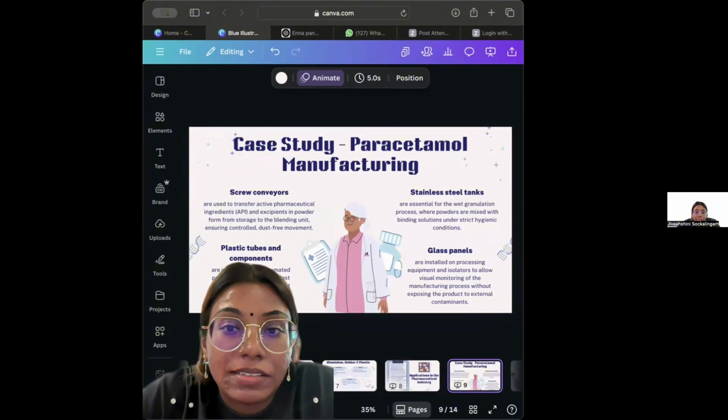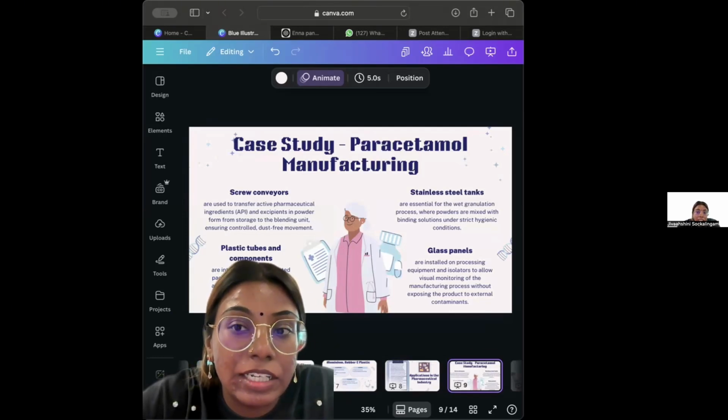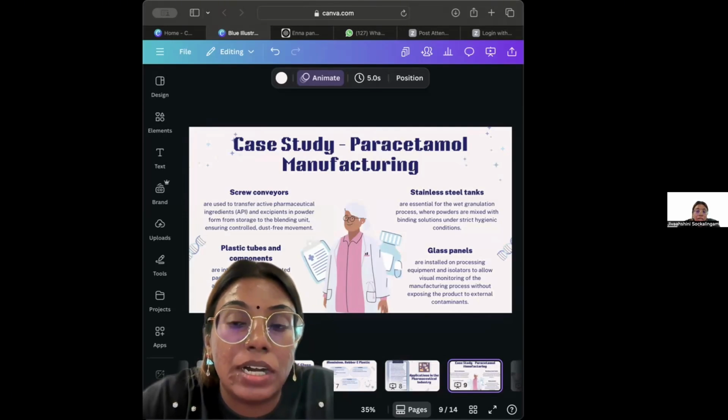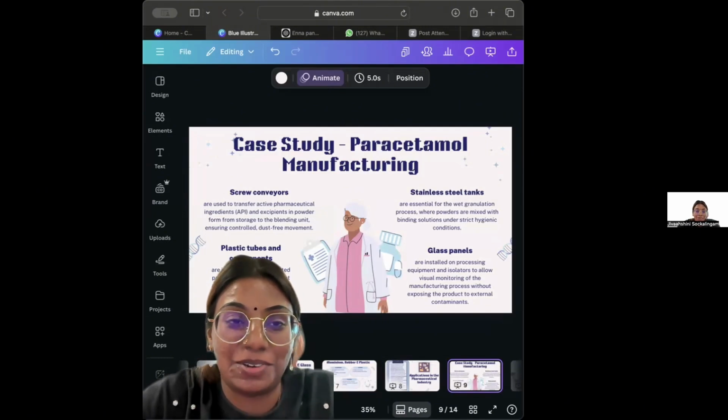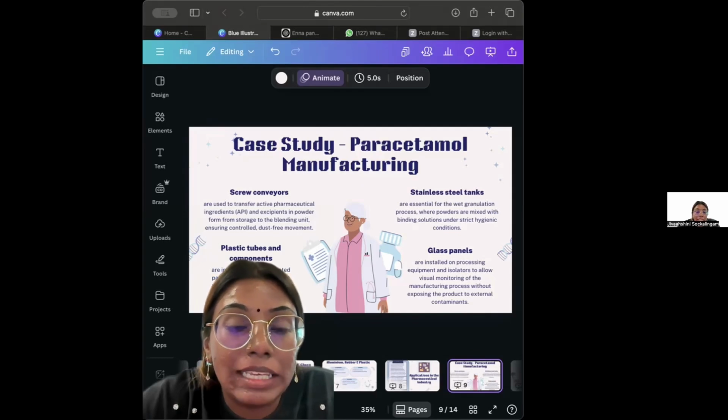Okay, let's talk about the case study. Let's take the example of paracetamol production. Screw conveyors are used to transfer the active ingredient in powder form, and then wet granulation is done inside stainless steel tanks to form uniform granules. Then plastic tubing helps with automated packaging, moving the tablets from machines to blister packs. And then glass panels are used for safe visual inspection of the process without opening the equipment and risking contamination.